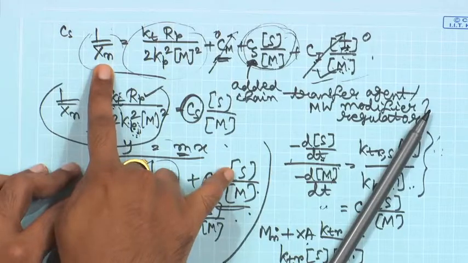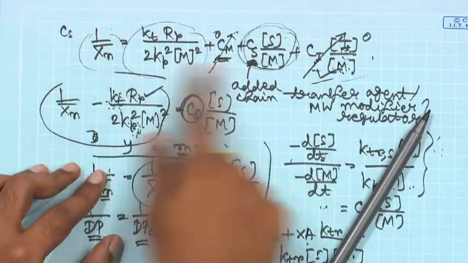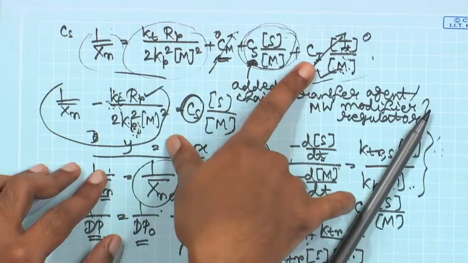So, suppose your molecular weight is lower than what you want in the particular polymerization, then from this equation what you can do is that you can try to find out what is the value of Ci.